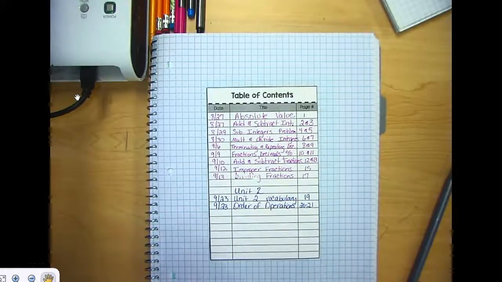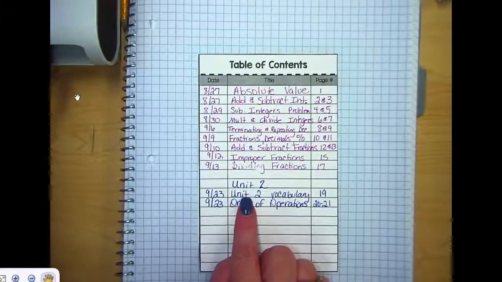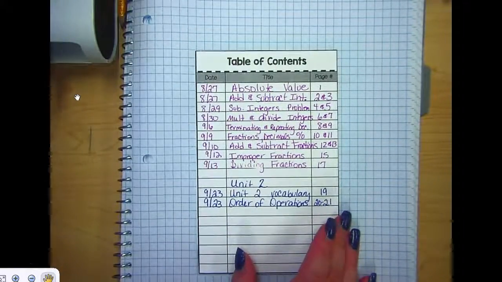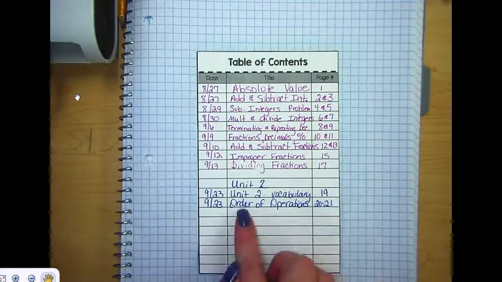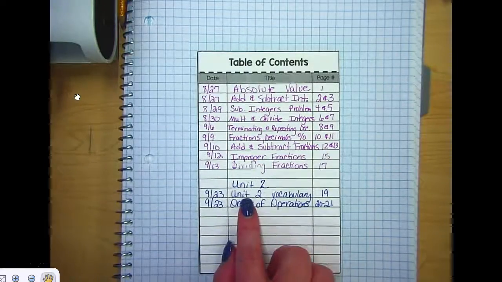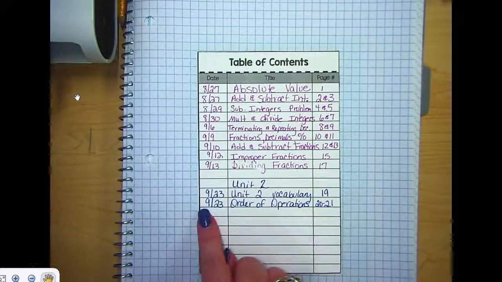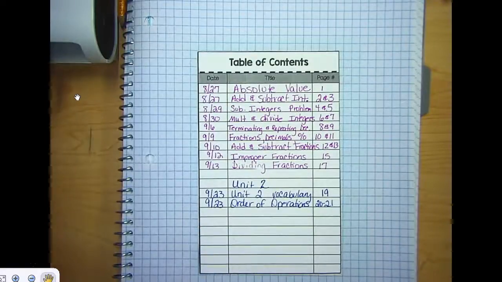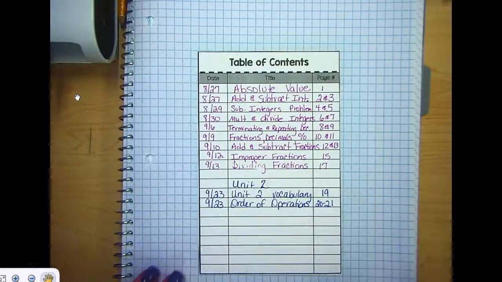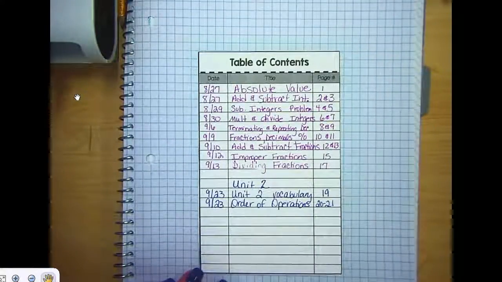All right, so today in our journal, we're going to start Unit 2. I skipped a line, wrote Unit 2. Don't skip a lot of lines or you're going to run out of room. So we're going to glue our Unit 2 vocabulary that we just talked about on page 19. When we get to it, don't glue the order of operations in yet, but we're going to get to that in just a minute. It's going to go on 20 and 21. I don't think I'm going to trim that down at all.